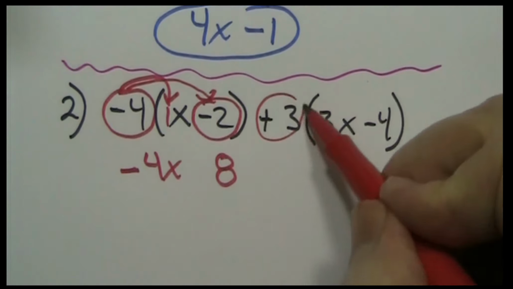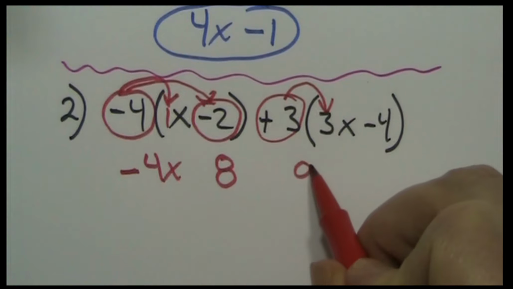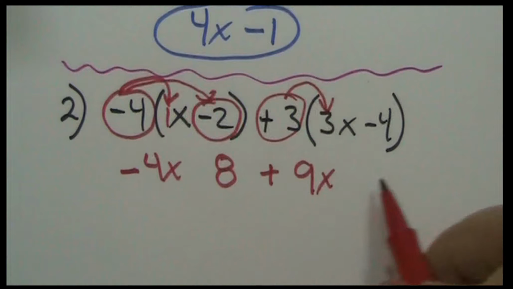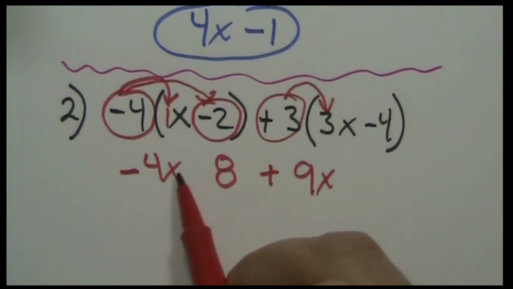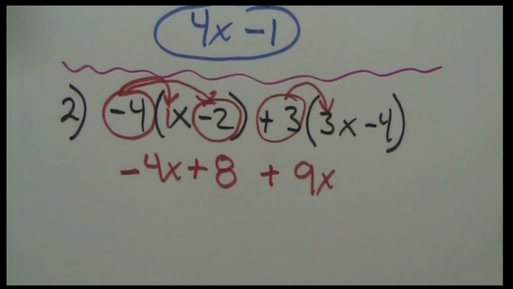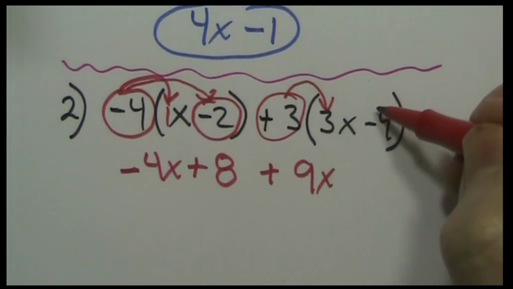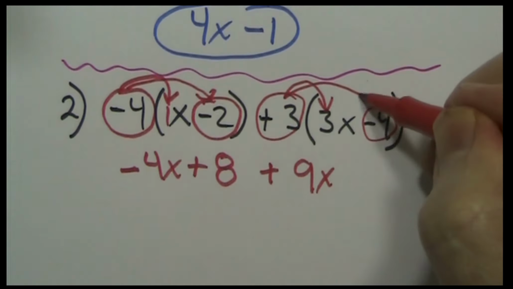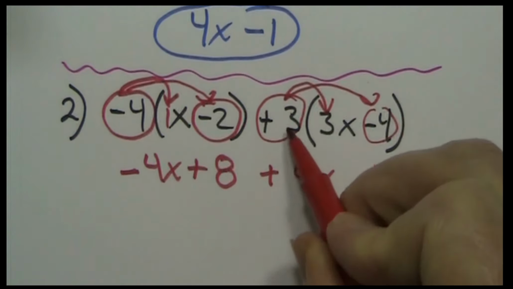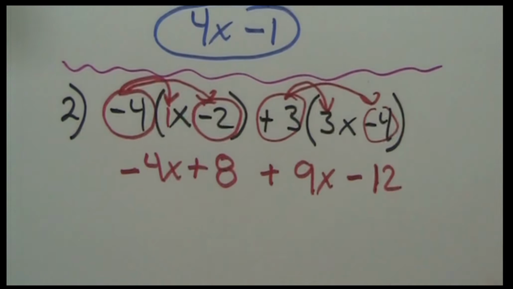Now this is a positive 3, just 3. 3 times 3 is 9, 9x, and it's positive, so I'll just put a plus in front of it. And you know what, I didn't put a plus in front of this 8. What's wrong with me here? Right, because that's positive 8, so you should put a plus in front of it. Then we have 3 times 4, negative 4. 3 times 4 is 12. And we're multiplying with one negative. One negative means it's going to be negative.